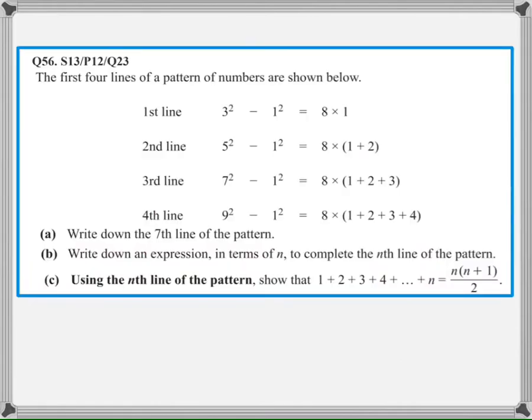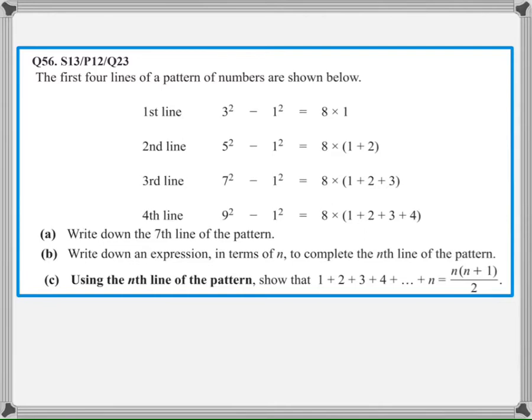Now the question says the first four lines of a pattern of numbers are shown below. First line, that's 3 square minus 1 square. Now, before I proceed, understand one thing in mathematics. Do not look at the whole question at once. If I'm reading out the first line, I'm just reading only the left-hand side of that equation. First line is 3 square minus 1 square. I'm not moving further. Second line, 5 square minus 1 square. Third line, 7 square minus 1 square. Fourth line, 9 square minus 1 square.